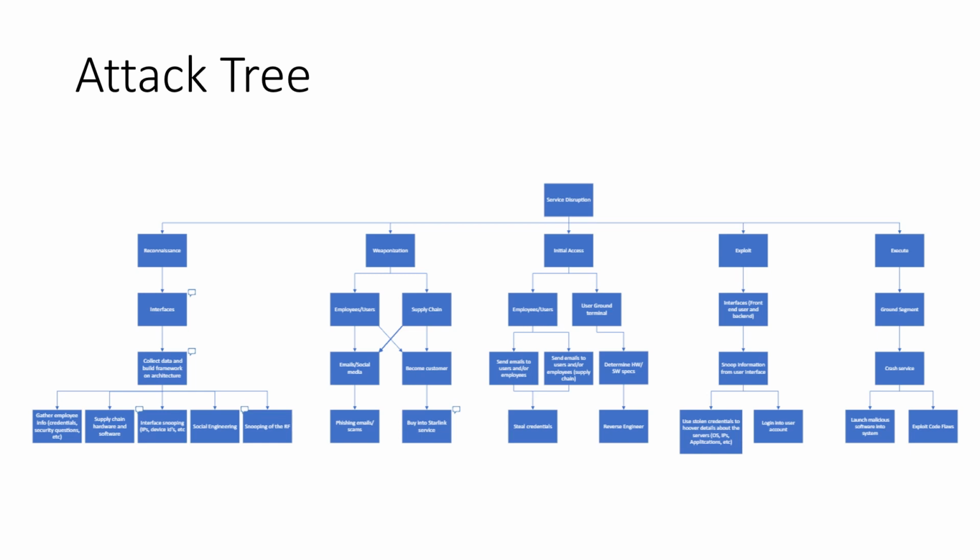The next three, the first one is initial access or delivery. This is our entry point into the Starlink system, or how we're actually getting into the system. Then the next one is exploit. This is using our entry from initial access to develop a pathway to our final target. And then execute, which is our actual attack on the system.